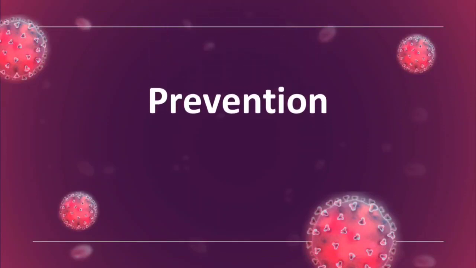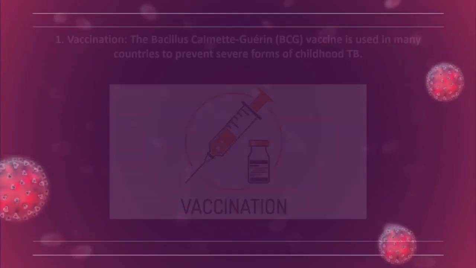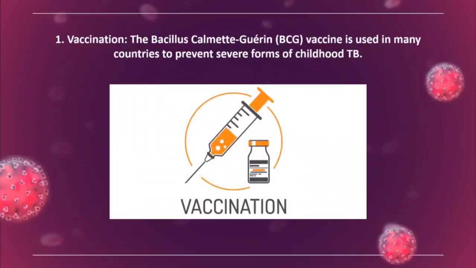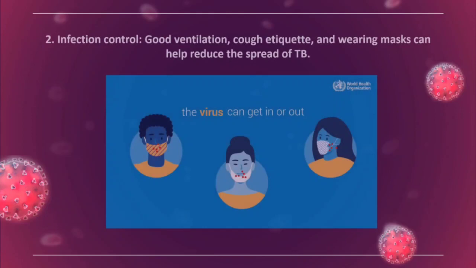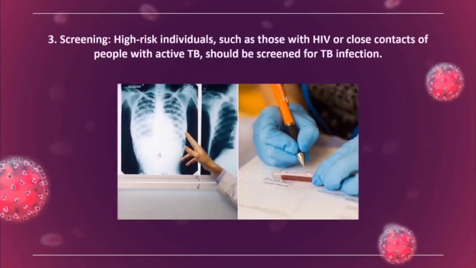The prevention of tuberculosis involves several strategies, including: Number 1. Vaccination. The BCG vaccine is used in many countries to prevent severe forms of childhood tuberculosis. Number 2. Infection control. Good ventilation, cough etiquette, and wearing masks can help reduce the spread of tuberculosis.